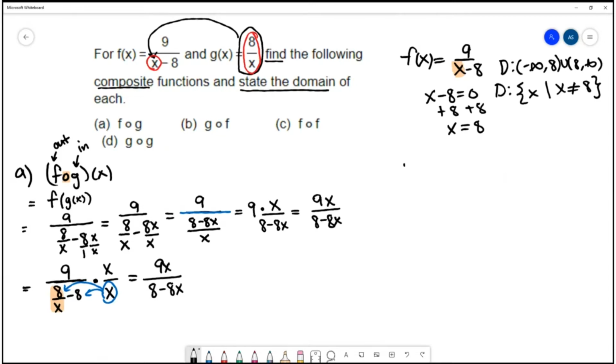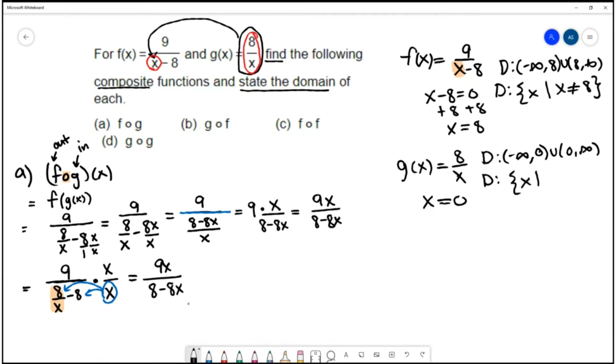Okay, we're going to do the same thing with the function g of x. g of x is 8 over x, which is a rational function. We'll set that denominator equal to 0 to find the restricted values, and this time 0 is our restricted value. So we can write that in interval notation. It's negative infinity to 0, union with 0 to infinity, or in set builder notation, x such that x is not equal to 0. That gives the domain of these individual functions.